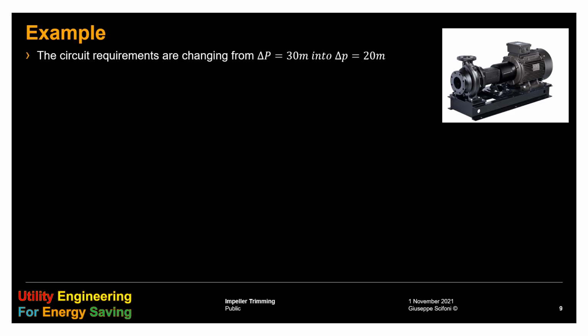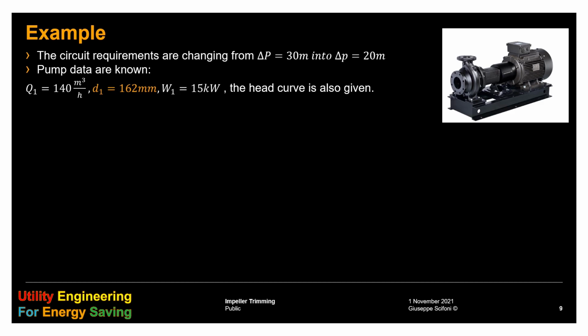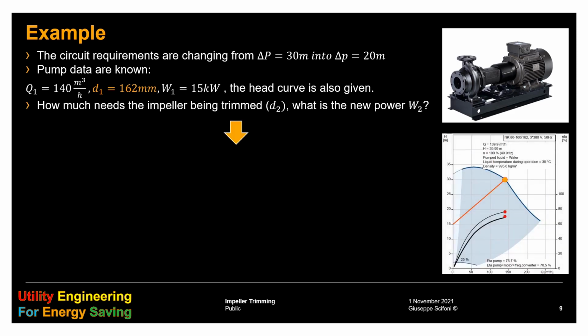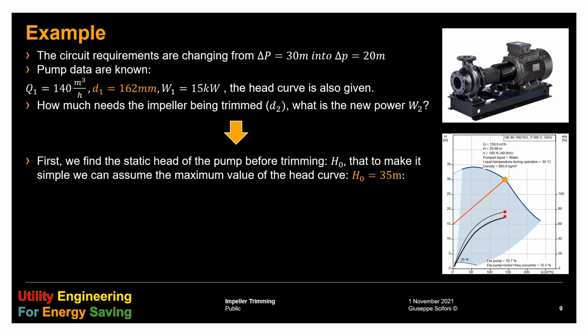The delta P, or head, is changing from 30 to 20 meters, and the pump data are also known. Q1 is 140 cubic meters per hour, the impeller diameter 162 millimeters, and the metered power 15 kilowatts. The pump curve is also given. Now we need to say how much the impeller has to be trimmed, or in other words, which is the diameter of the trimmed impeller. Moreover, what will be the expected power?